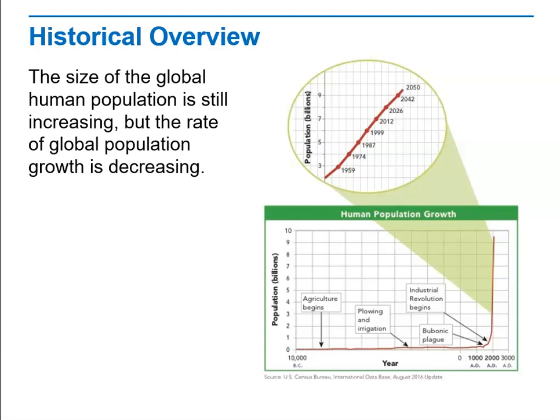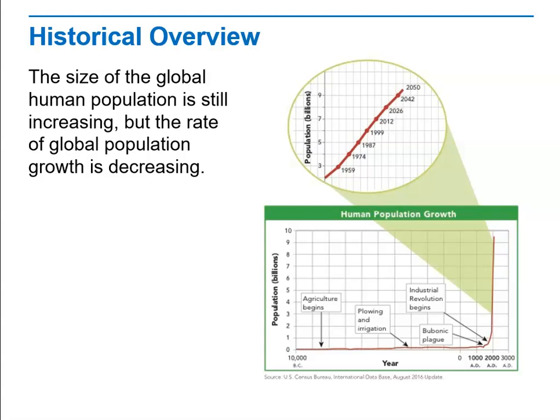The size is still increasing, but the rate of population growth is actually decreasing. So we see that the shape of the curve is starting to change. It's starting to change from a positive slope to a less positive slope, a very steep slope to a more gentle slope.